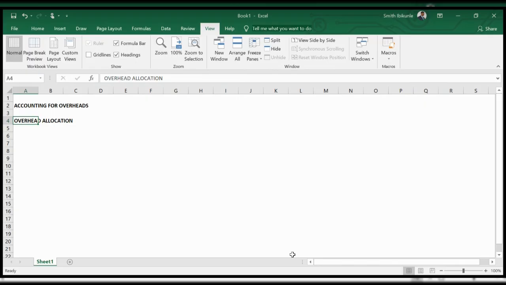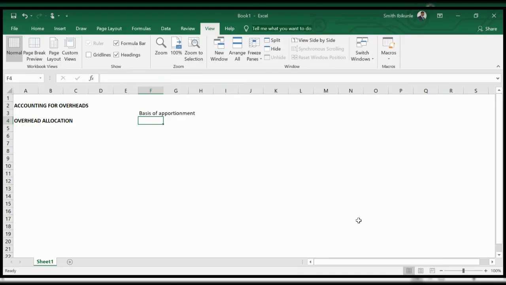But how do we share it? How do we know how to share it? There is something we call the basis of apportionment. In a typical question, they will give you different bases of apportionment. You are the one that has to look for the one that is closely related to the cost that you want to apportion. That's the basis you use to apportion it.